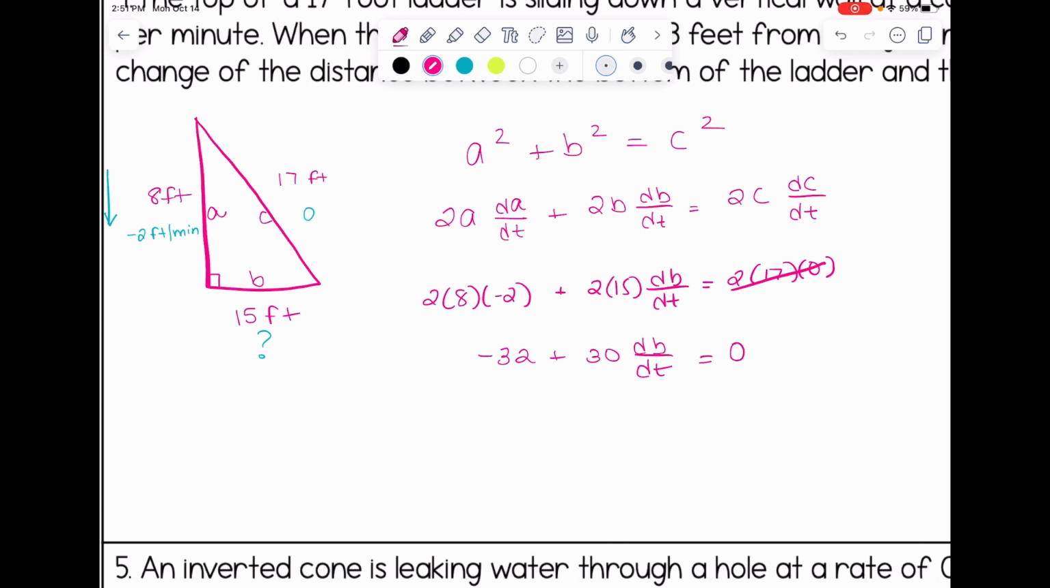Let's try and get dB/dt by itself. So I have 30 dB/dt equals 32. And when I divide here, I'm going to get dB/dt equals 32 over 30. If you wanted to reduce that, you could definitely do it to get 16 over 15 by dividing both pieces by 2. Notice that we got a positive value. That means that the distance between the base of the ladder and the wall is increasing, just like I showed in the picture before.